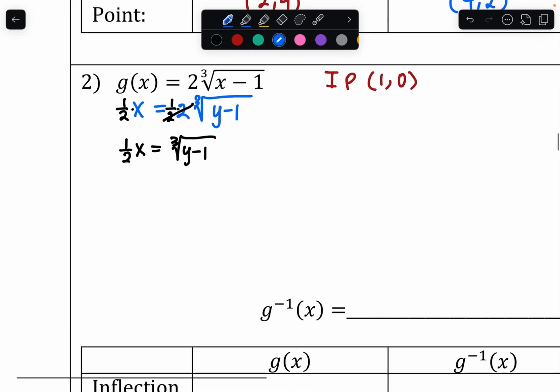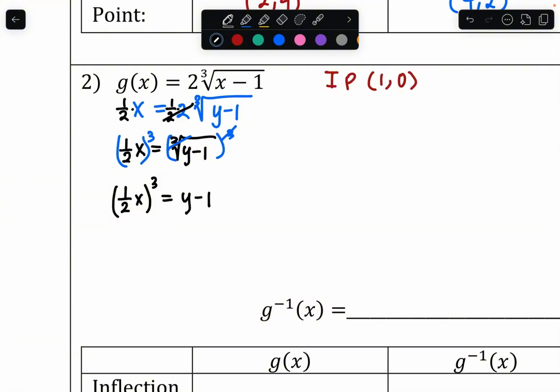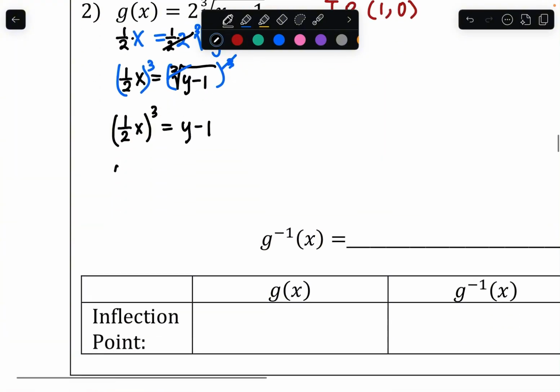Now we're ready to get rid of the cube root by cubing both sides. You could actually cube that 1/2, but I'm going to leave it in transformation form, so I'm just going to leave it just like that. And then our last step is to add 1 to both sides.